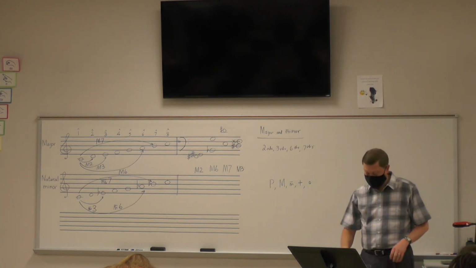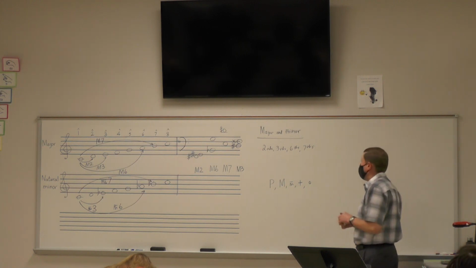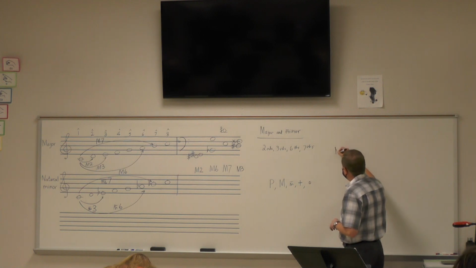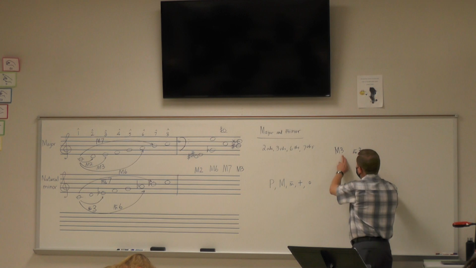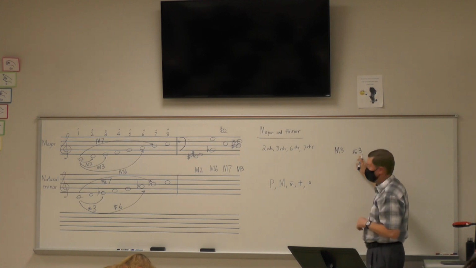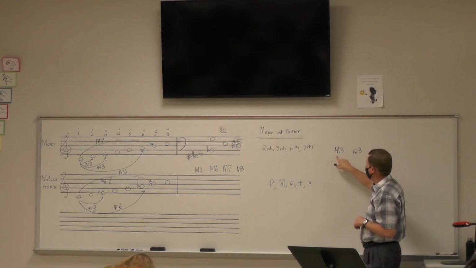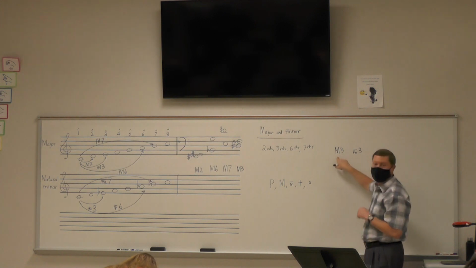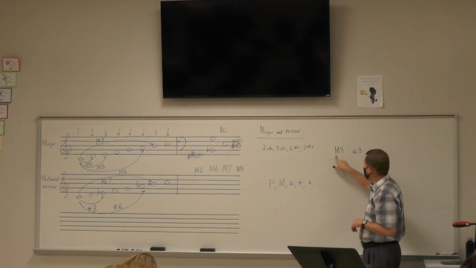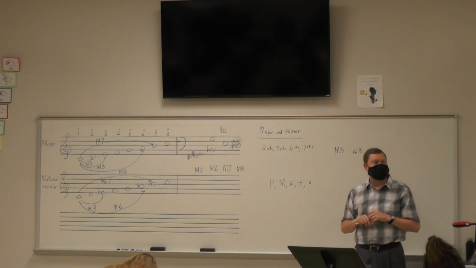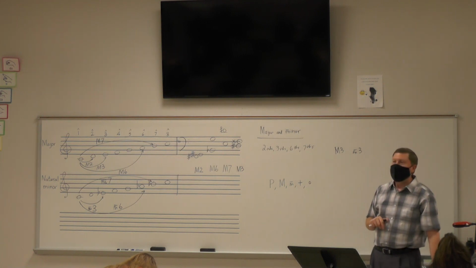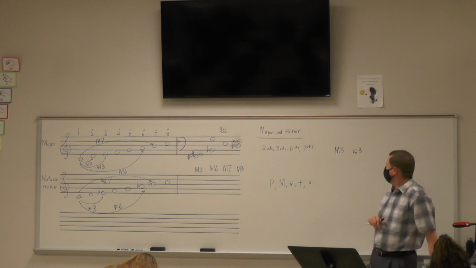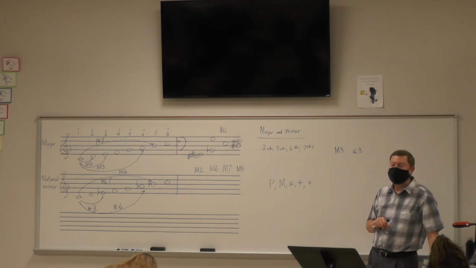Another way of saying that is, if you have, for instance, a major third and a minor third, because they have the same numeric size, I can tell you that this interval here is exactly a half step smaller than this interval. Major intervals are always a half step larger than minor intervals, and the reverse is true. Minor intervals are always a half step smaller than major intervals of the same number.